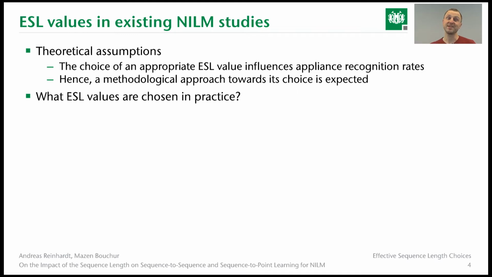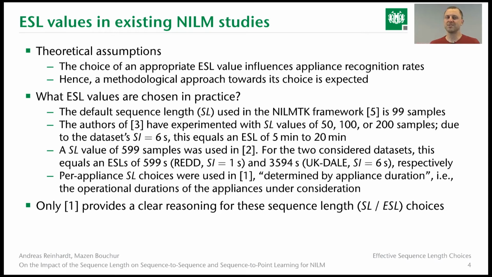So theoretically speaking, the choice of the sequence length would influence the appliance recognition or appliance disaggregation accuracy, right? That's exactly what we thought. So we said, let's look into this more methodically. And the first step we took was to check what related work does when it comes to picking the right sequence length. It turns out that the default sequence length in NILM-TK is 99 samples. In another paper though, we've seen that the authors have experimented with sequence lengths of 50, 100 and 200 samples, but the data set sampling interval was 6 seconds. So essentially those sequence lengths look back 6 times these figures of seconds into history.